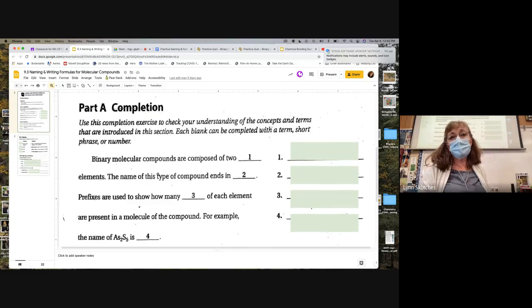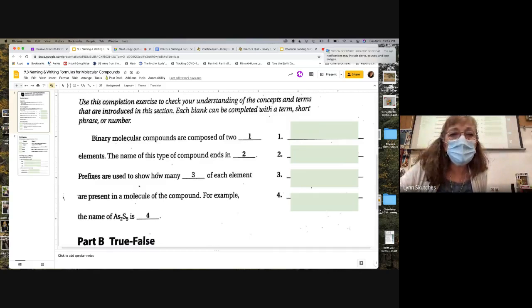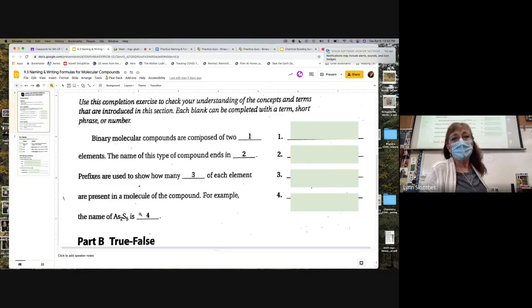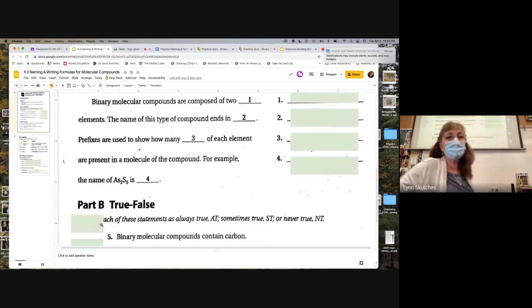This kind of compound, as with other binary compounds, ends with what, Michael? It is IDE. And prefixes tell us what? Galilea, what does the prefix tell us? Like carbon dioxide, what's the di tell us? Number of atoms. Okay. How many atoms of each element? And then how would you name this one, Jack? Arsenic pentasulfide. Beautiful.